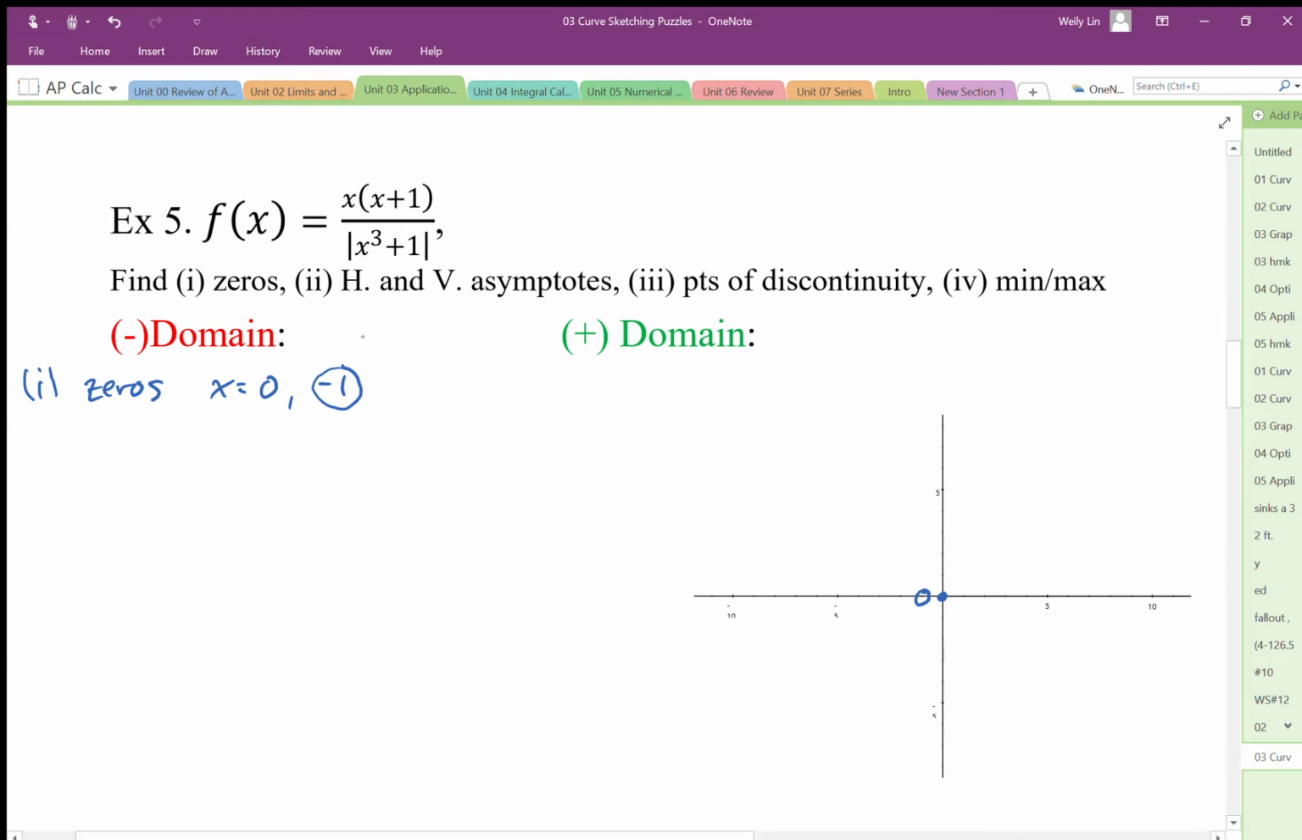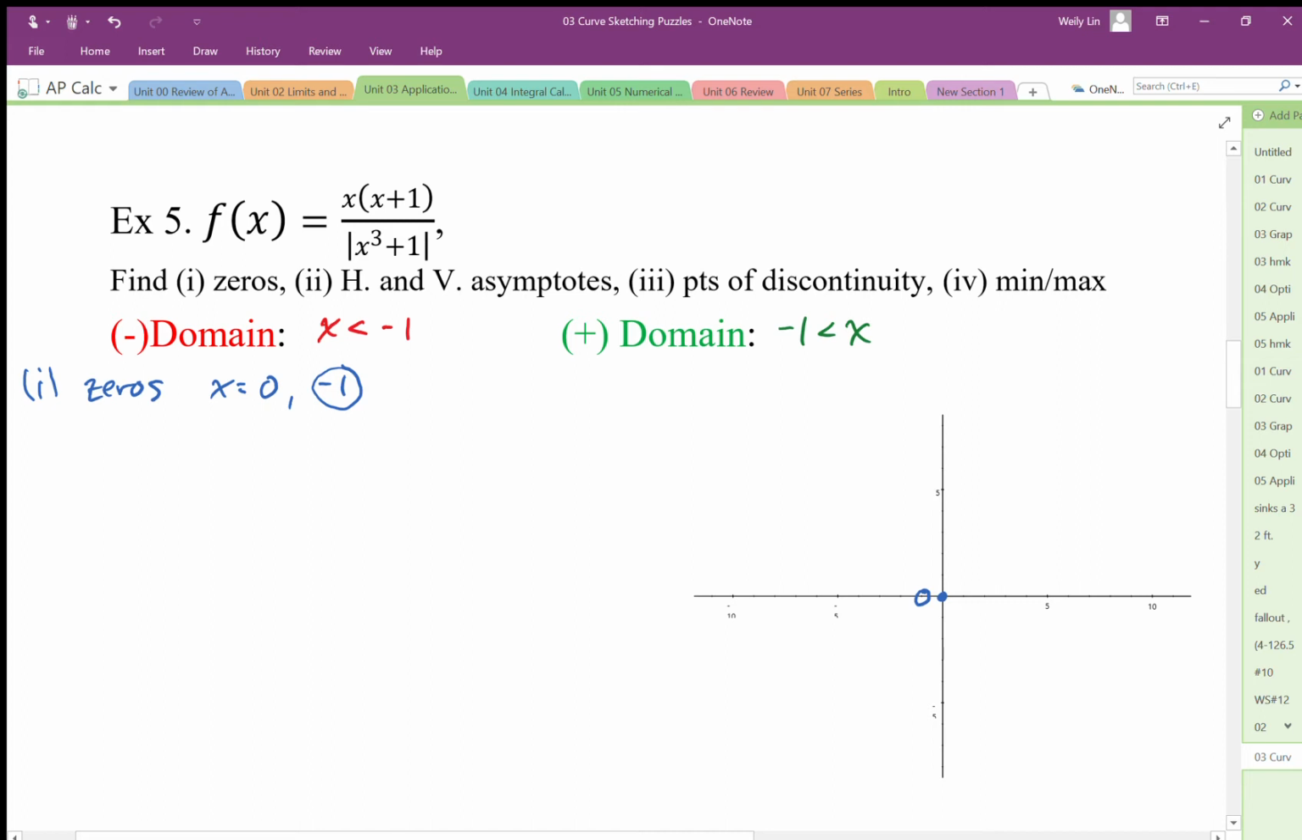The boundary is going to be -1, and if I go to the left of -1, so the more negative numbers, that's going to be negative, and I'm going to have to apply the absolute value. So the negative domain is going to be when x is less than -1. Then the positive domain will be when x is greater than -1. Okay, so if x is greater than -1, we have positive domain.